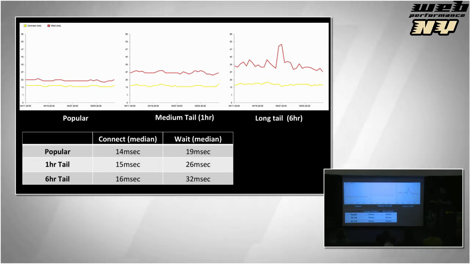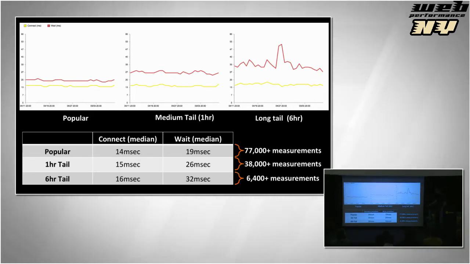This, just so you know, is over a month's worth of testing. That's 77,000 data points for the first one. And because the second two tests are happening less frequently, there are fewer data points. But that's significant enough to see the patterns that are actually emerging here. Does that answer your question?